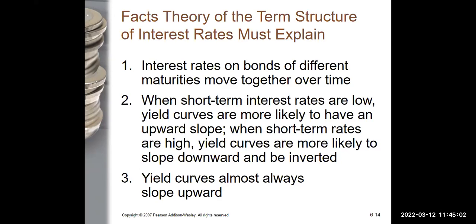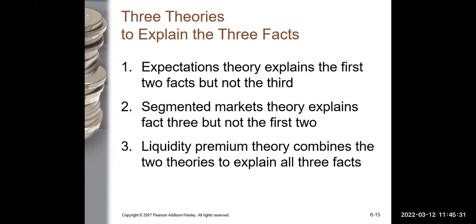And the third fact is that yield curves almost always slope upward. There could be a possibility that the yield curve might be negatively sloped. There could be a possibility that the yield curve is flat, but what is generally true is that yield curves slope upward. I'll explain why that happens.